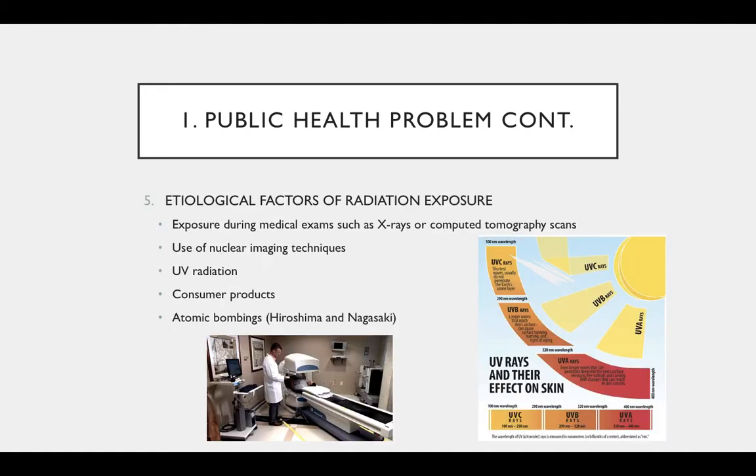So, the etiological factors of radiation exposure: exposure during medical exams, such as x rays or computed tomography scans. In medical exams, the amount of radiation used is so small or carefully controlled that the risk of problems associated with exposure is tiny. Use of nuclear imaging techniques, UV radiation, which is typically from the sun, consumer products, like I said before, computers, cell phones, watches, and so on. And also atomic bombings, like the ones in Hiroshima and Nagasaki. The bombings in Hiroshima and Nagasaki produced large amounts of radiation, which did significant damage and made the cities uninhabitable for many years.